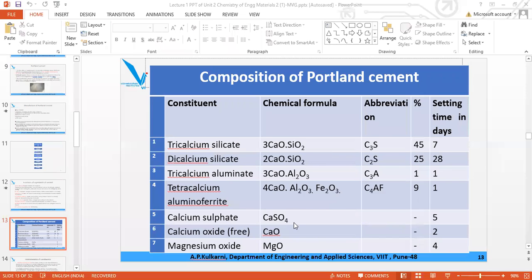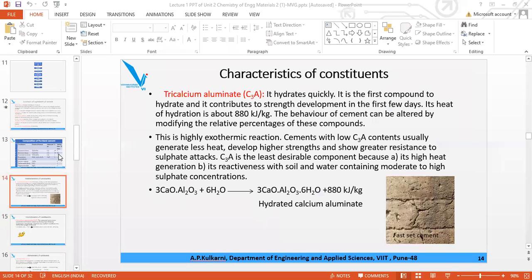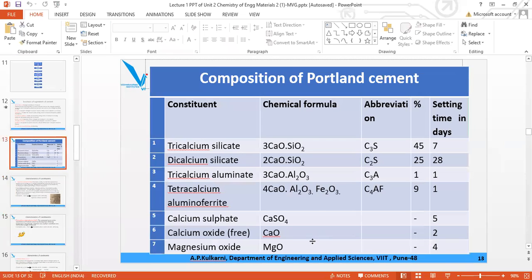Calcium sulfate or gypsum, you know. Calcium oxide, you know, is lime, which is CaO, and magnesium oxide. So remember the formula. Tricalcium silicate is 3CaO.SiO2 and the abbreviation is C3S. This 3 goes at the base in the abbreviation. So in C3S, S stands for SiO2 and C stands for CaO.